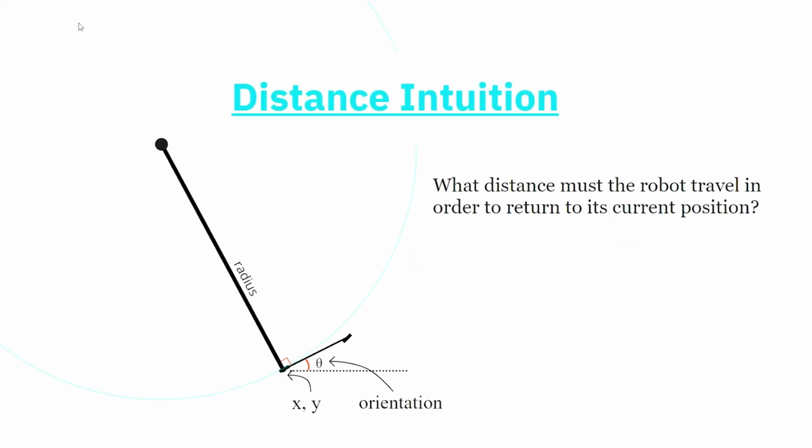So here's another test before we move on to the next step. Given what you know so far, what distance must the robot travel in order to return to its current position? Assume a fixed steering angle is used.